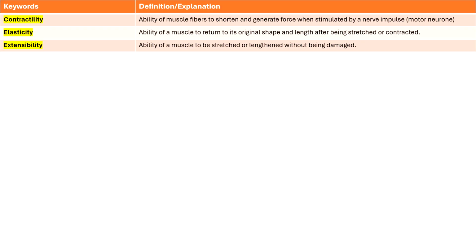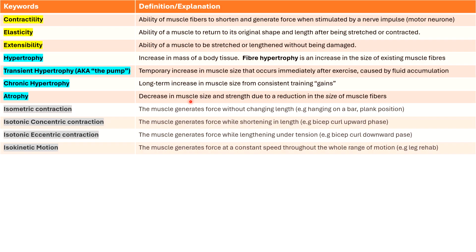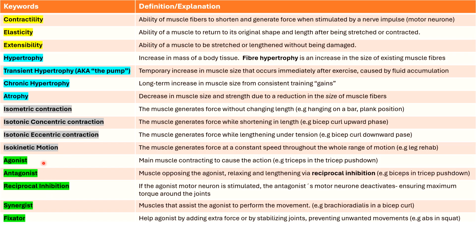We also have the different abilities of muscle, the different changes in muscle size. These definitions, I think, are pretty straightforward, though we have looked at the different types of contraction before and the different roles of muscles during a movement.